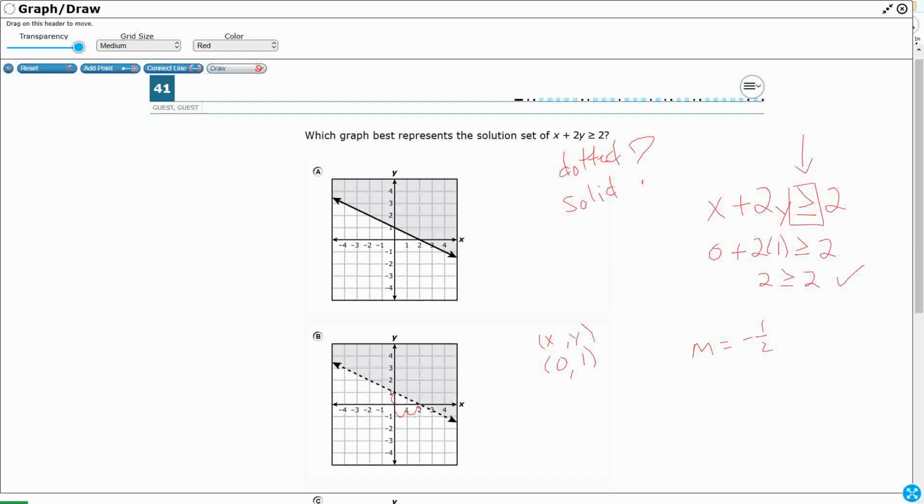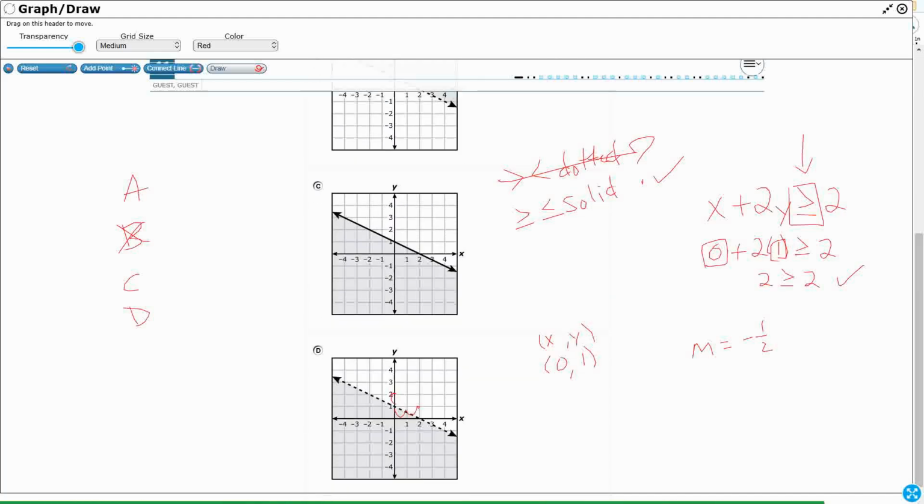Now, what that means is my dotted line is either going to be greater than or less than, so you don't include the numbers on the line. We just proved that you can include the numbers on the line, and it works into a true statement, which means I need a solid line, because that is going to be greater than or equal to or less than or equal to. So it needs to be solid. So if we were to look at these, I can eliminate B and I can eliminate D.